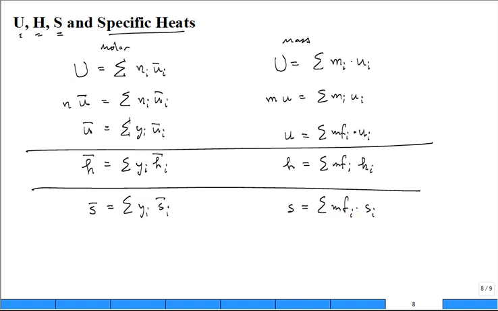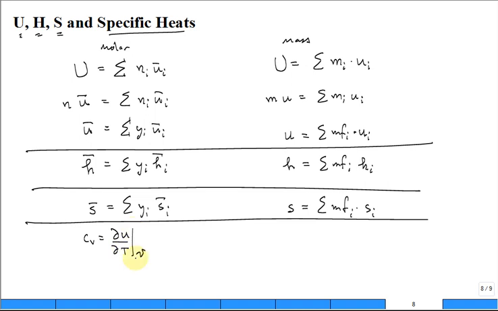Last is specific heats. Well, what is the definition of C sub V? Is it the rate of change of U with respect to temperature holding volume constant? And this whole chapter was devoted to ideal gas mixtures. Well, if each component's an ideal gas, what does that partial derivative turn into? An ordinary derivative. So it's just du dt. Forget about holding V constant. That's just C sub V.